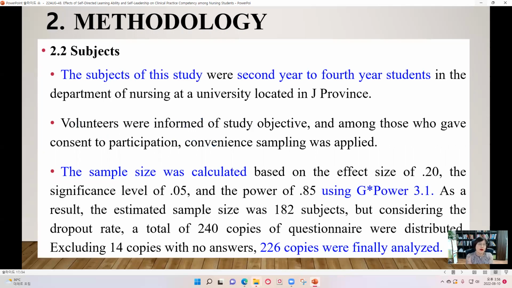Next, the subject. The subjects of this study were second year to fourth year students in the Department of Nursing at a university located in Jeju province. Subjects were volunteers informed of the study's objective, and among those who gave consent to participate, convenience sampling was applied. The sample size was calculated using G*Power 3.1.